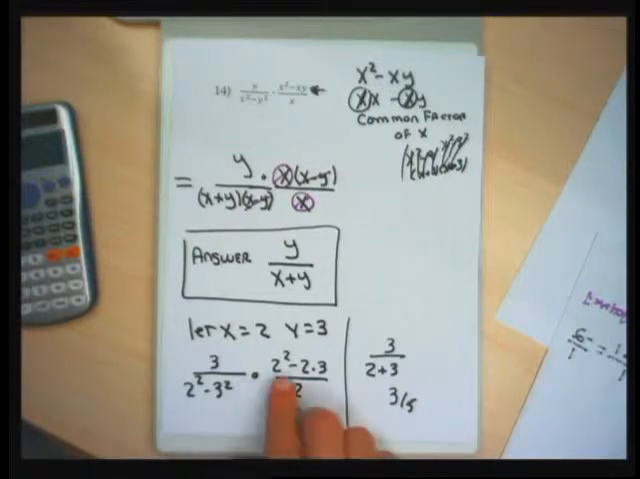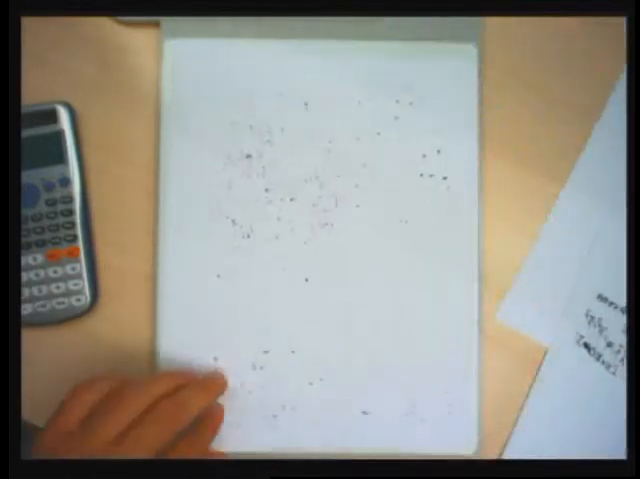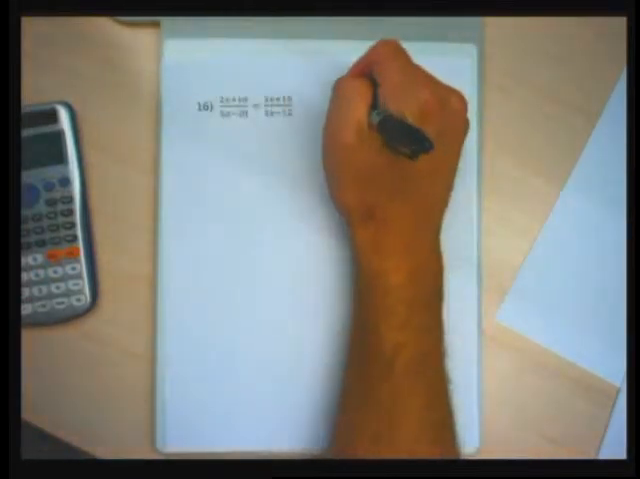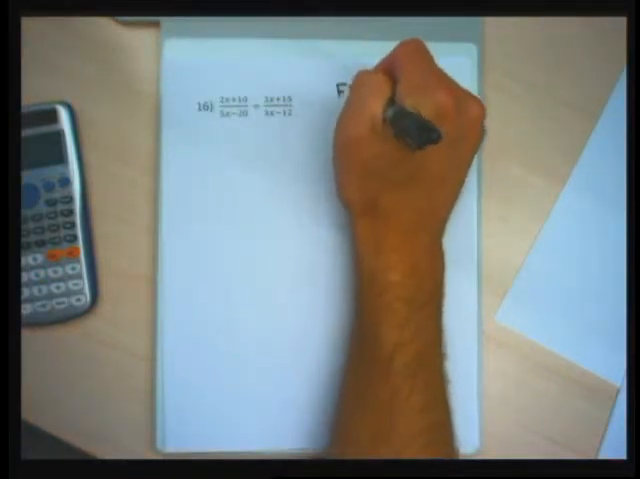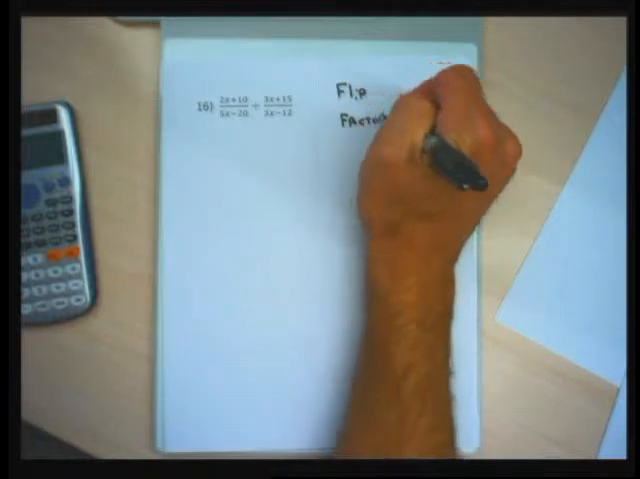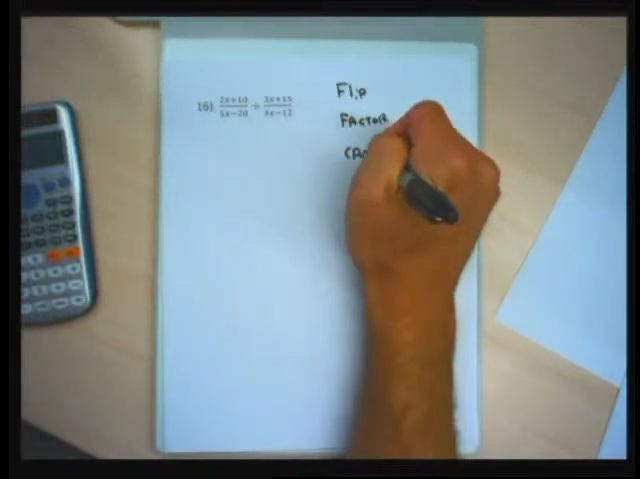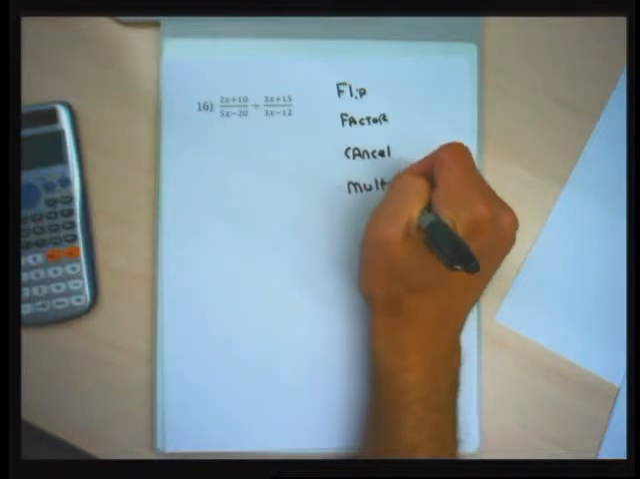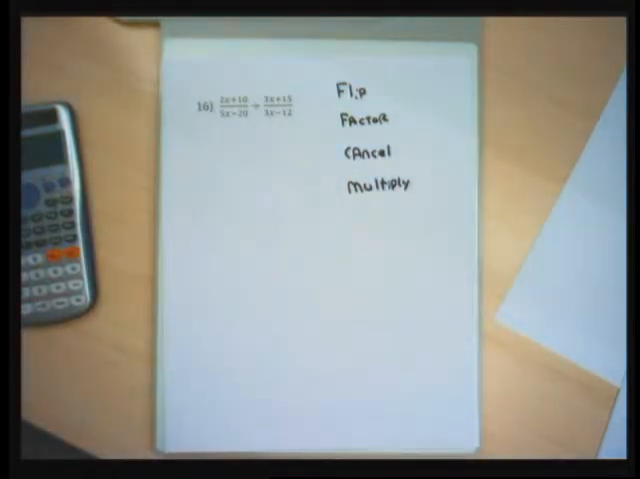Again, the last two problems, 12 and 14, are just not things I'd likely put on a test. 16 would be considered a friendly test question in that it has easy factoring. So for this problem, it's the first division problem, and I need to deal with that division. So I'm going to flip, factor, cancel, and multiply.